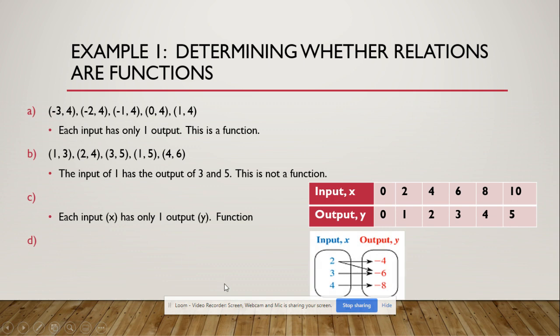All right, now here, once again, we want to ask ourselves, is there an input that has more than one output? Well, just look here at 2. If we input a 2, we could get a -4 or we could get a -6. This input has two different outputs, therefore it is not a function.